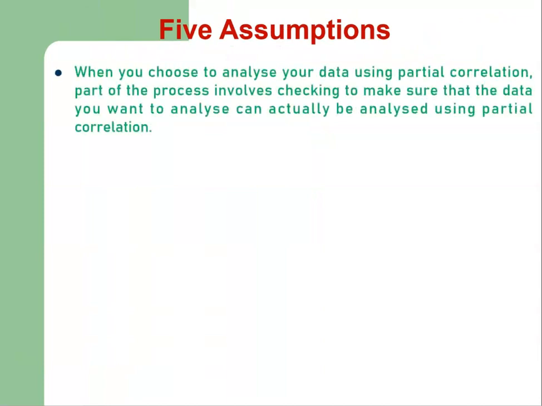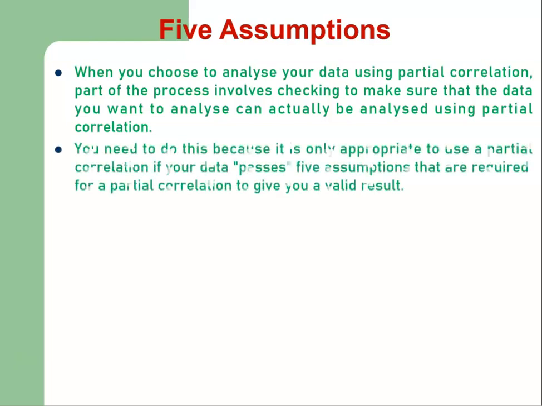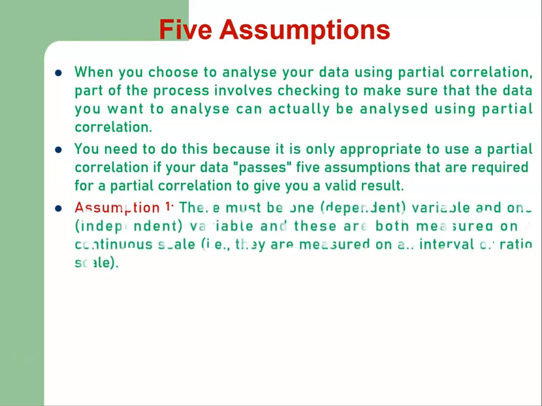When you choose to analyze your data using partial correlation, part of the process involves checking to make sure that the data you want to analyze can actually be analyzed using partial correlation. You need to do this because it is only appropriate to use a partial correlation if your data passes 5 assumptions that are required for a partial correlation to give you a valid result.